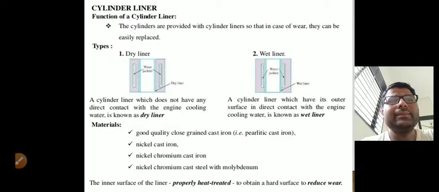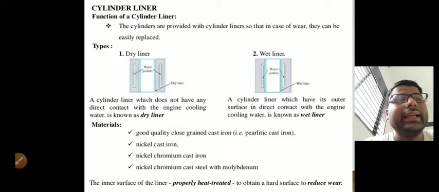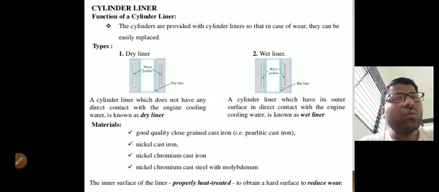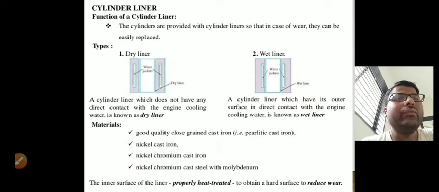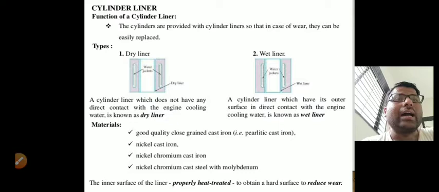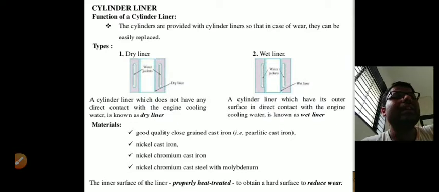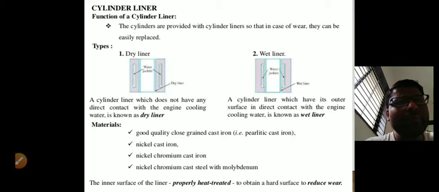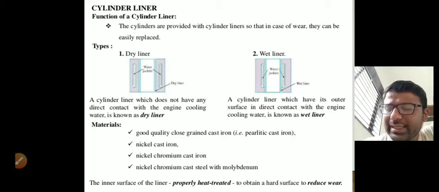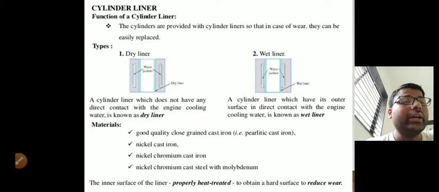The next part is the cylinder liner, right? What is the main function of this cylinder liner? The cylinder liners are provided so that when wear occurs they can be easily replaced, right? What is the main function? The function is to protect the cylinder from wear.